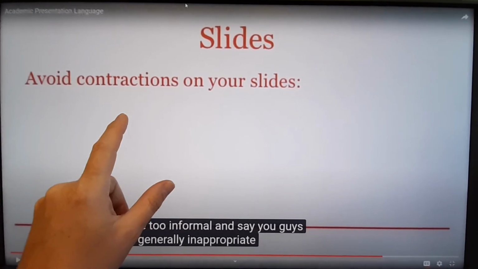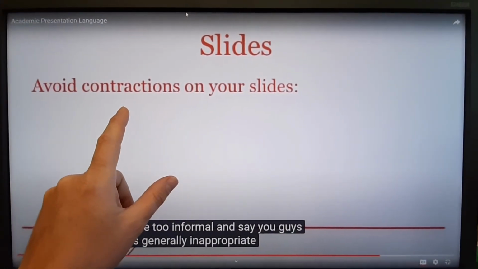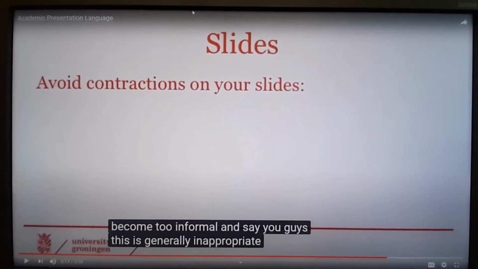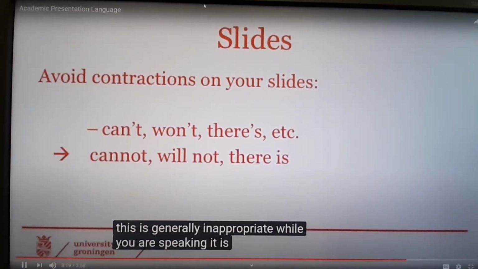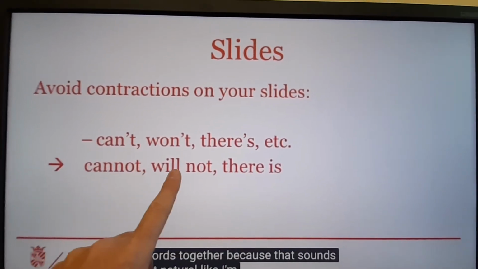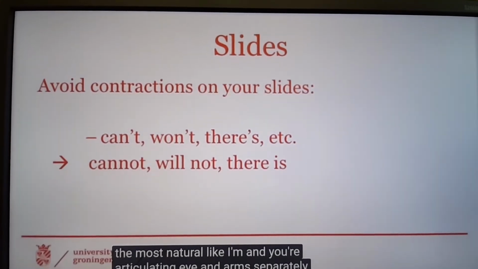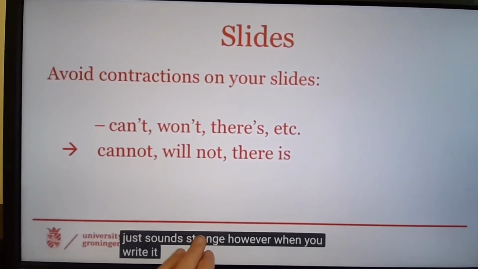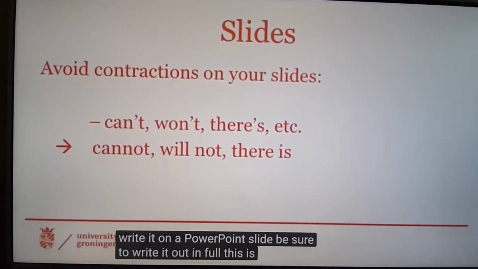You also want to be careful about contractions. Contractions are with the apostrophe, like it's, it is, it's, or we are, we're, and so on. I'll let the man describe it to you here. While you are speaking, it is better to join some words together because that sounds the most natural. Like I'm and you're. Articulating I and am separately just sounds strange. However, when you write it on a PowerPoint slide, be sure to write it out in full. This is much more professional.